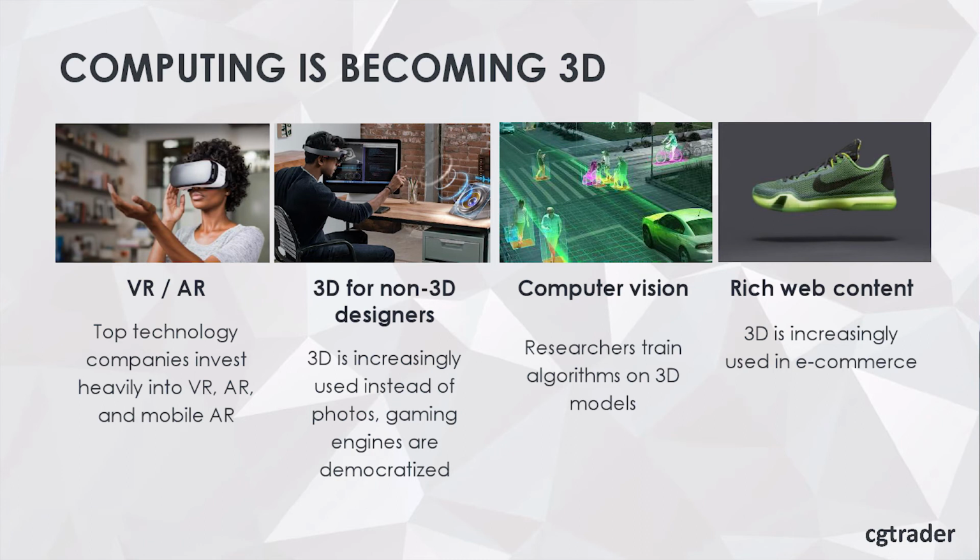Another trend that we are seeing is computer vision. So computer vision for training algorithms typically used images, but 3D models are much more convenient for that purpose because you can show how, let's say, a bird looks from all different angles and train a computer much better. Finally, we are hearing about a lot of experiments of using 3D in e-commerce, meaning product previews in WebGL and showing the models in 3D.